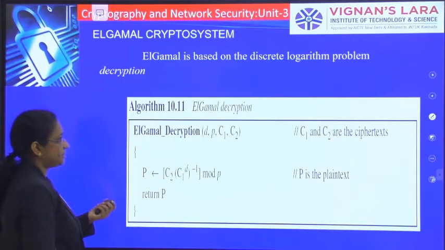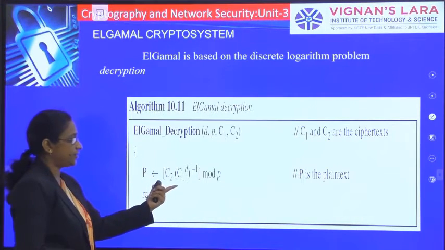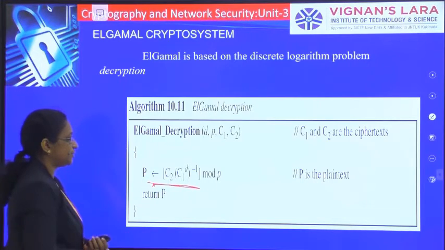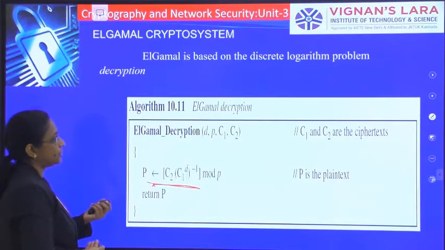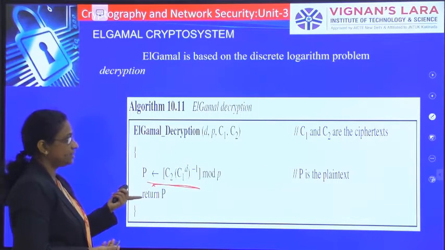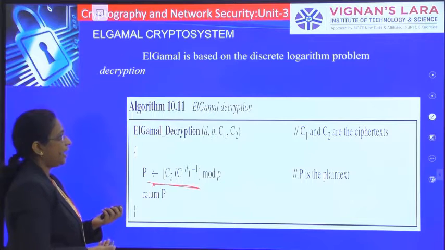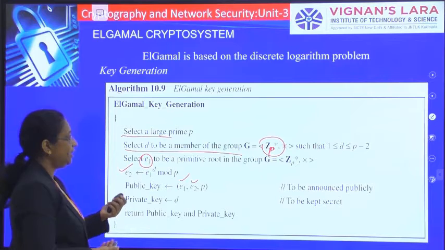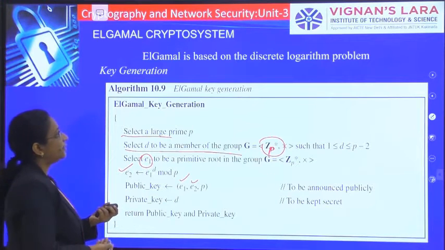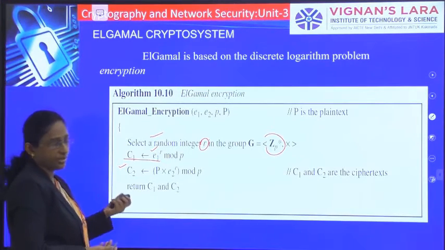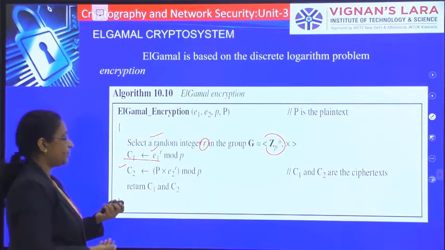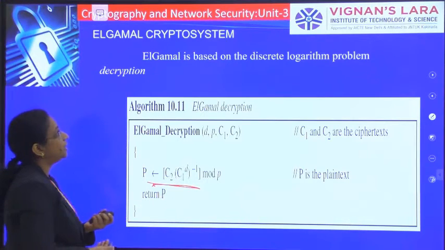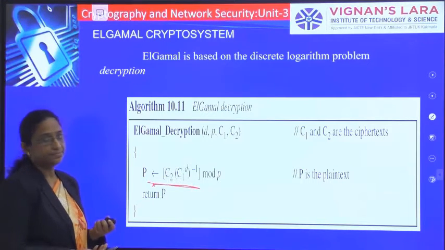Now this is the decryption process, where the decryption is done by using this formula. This is your decryption process, this is your encryption process, and this is your key generation process. In the ElGamal encryption we will be generating two ciphertexts, and from these two ciphertexts we will be getting the plaintext. So that is about the ElGamal crypto system.